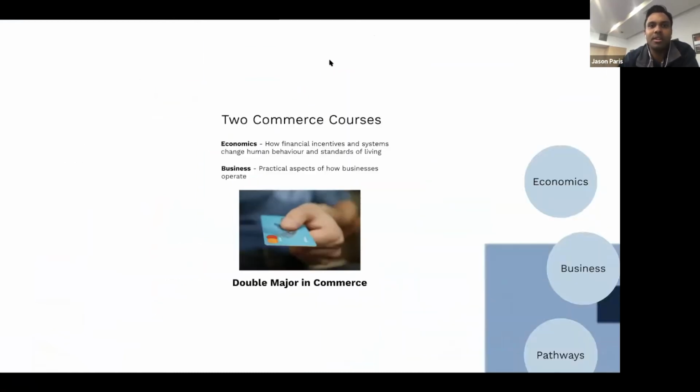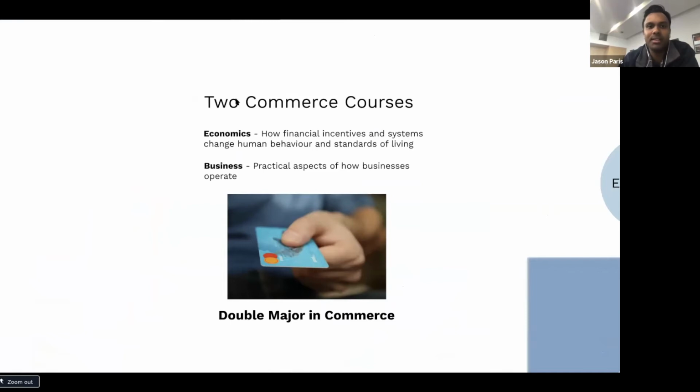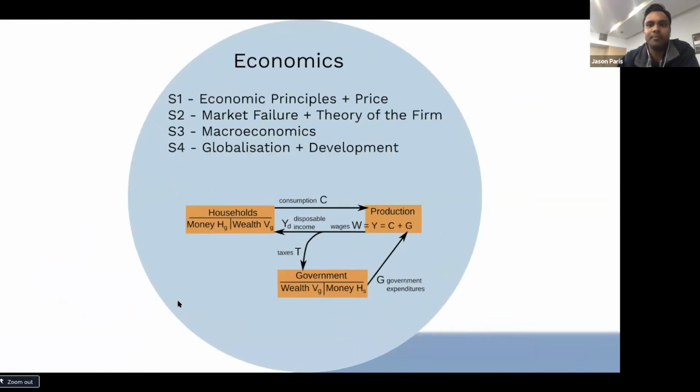Second one is commerce. Now commerce, we have 2 commerce courses. We have economics, which is how financial incentives and systems change human behavior and standards of living. And also business, which is the practical aspects of how businesses operate. If you do both, you can get a double major in commerce, and we'll break those down individually.